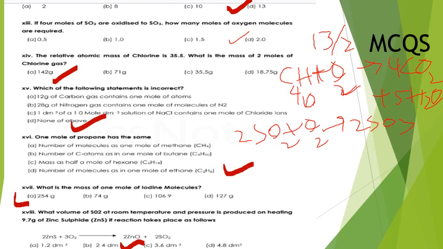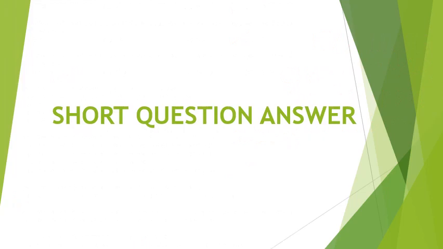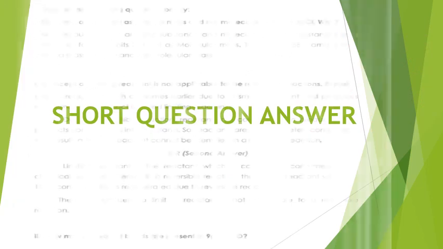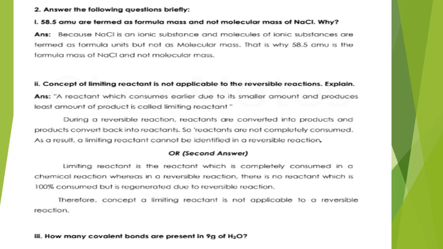Right, this is all about the MCQs. Now the short questions. The first one is: answer the following questions briefly. 58.5 AMU is termed as the formula mass and not the molecular mass of NaCl. Why? The answer is NaCl is an ionic compound, and ionic compounds are formed of aggregates of ions. The mass of NaCl is 58.5. It is a correct statement, and you have to justify why this statement is true.